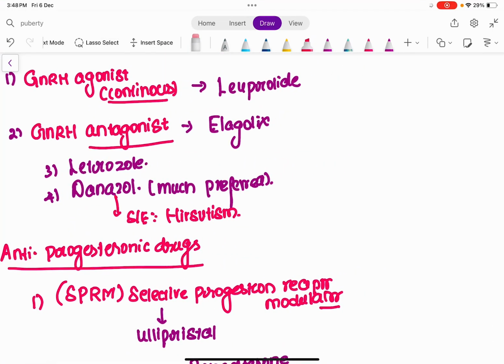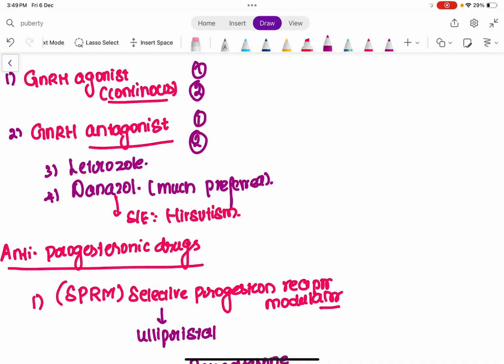Now I'm going to discuss certain important points about GnRH agonist and antagonist. The two major points you need to remember here: if you give a GnRH agonist in a continuous fashion, it is going to cause an initial hike followed by a dip in the levels of LH and FSH. Is that clear?